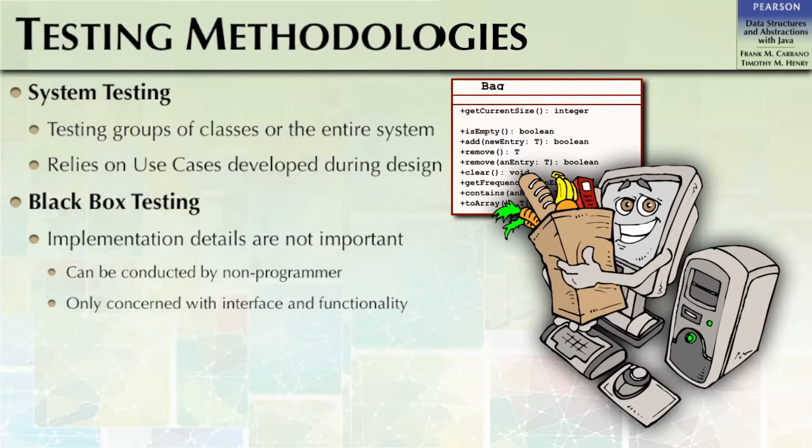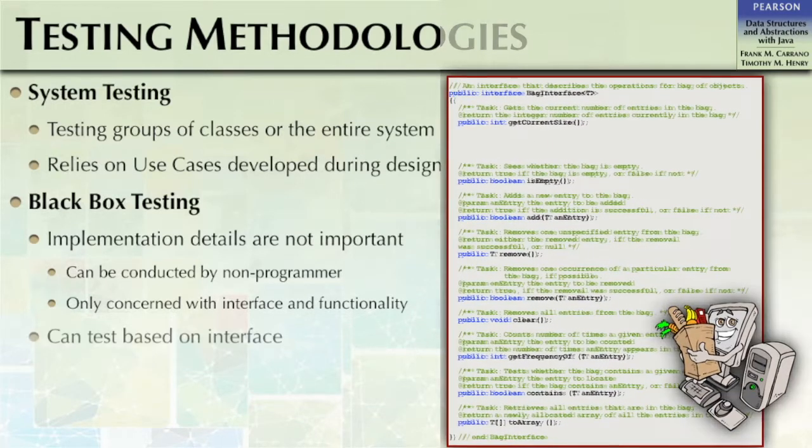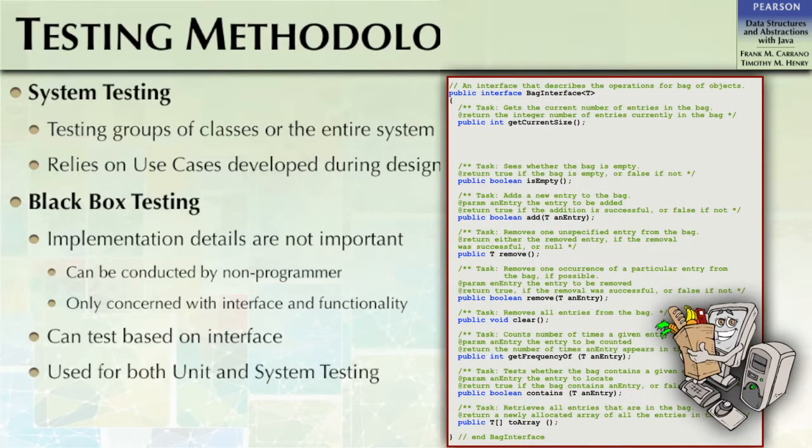In black box testing, we are only concerned with functionality of the box or class and the interfaces to it. This means that we can test our data structure based on the interface that it implements, since how that interface is implemented is not important. The implementation is not important to the testing, but the implementation is important when it comes to fixing any errors or bugs and resolving any inconsistencies the testing discovers. And black box testing can be used for both unit and system testing.